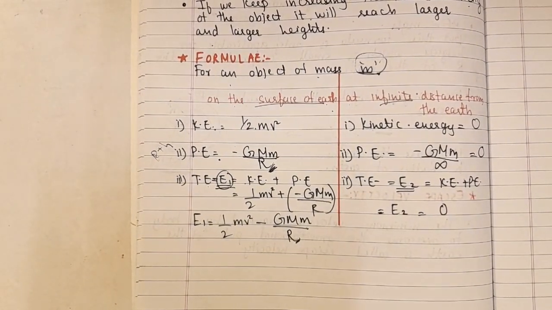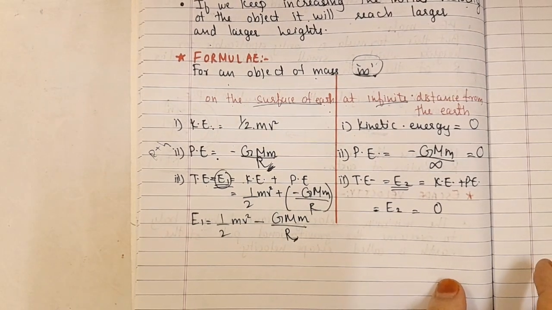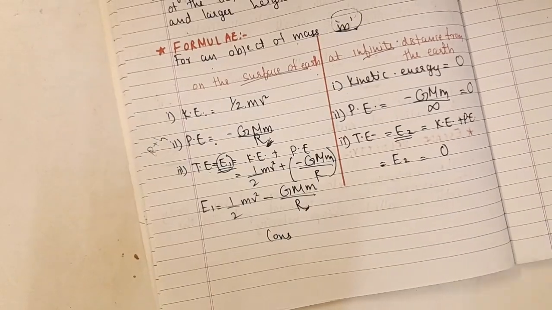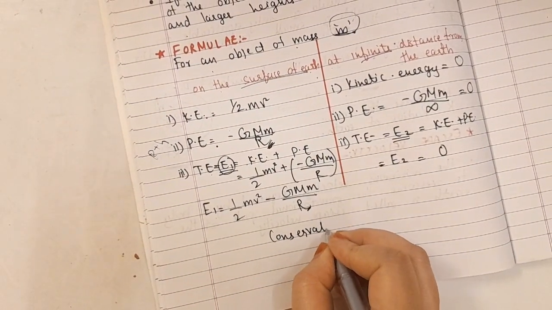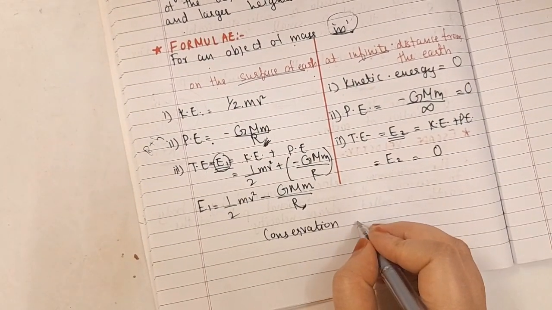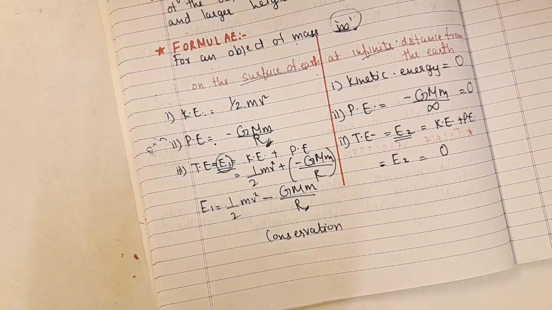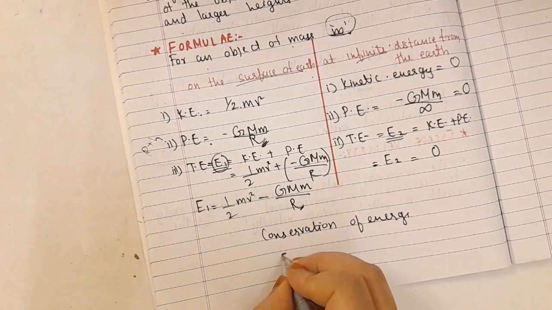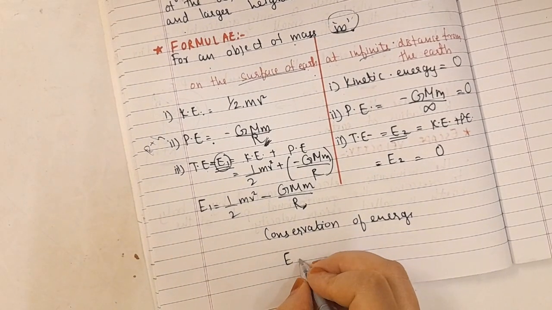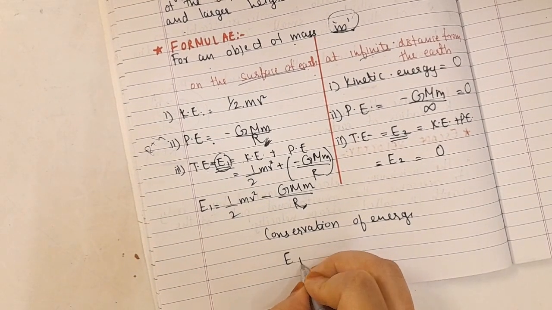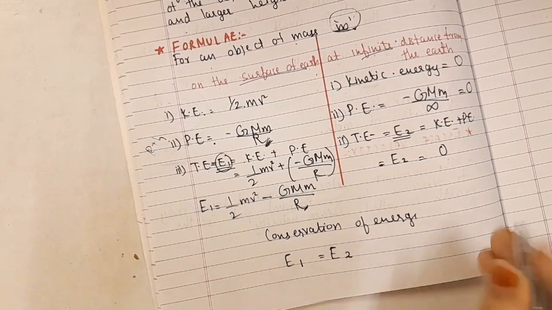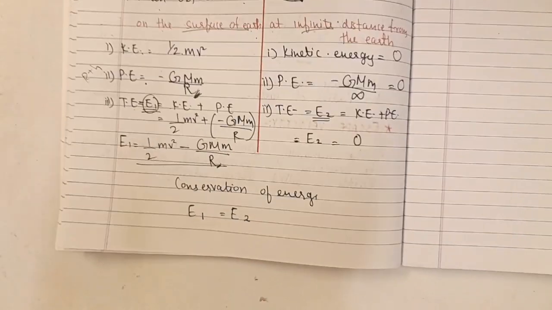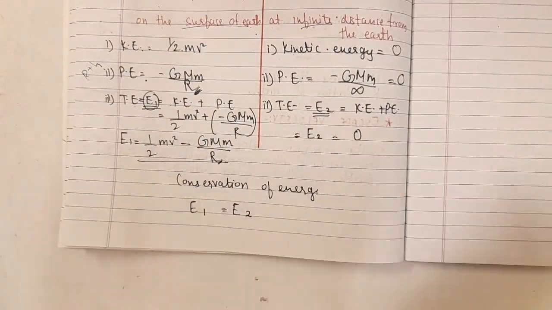Now, from the principle of conservation of energy, energy can neither be created nor destroyed. One form of energy is just converting into another form, so E1 will be equal to E2. E1 is the value of total energy. According to the law of conservation of energy, E1 is equal to E2.